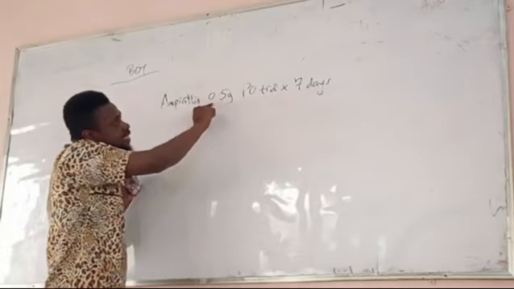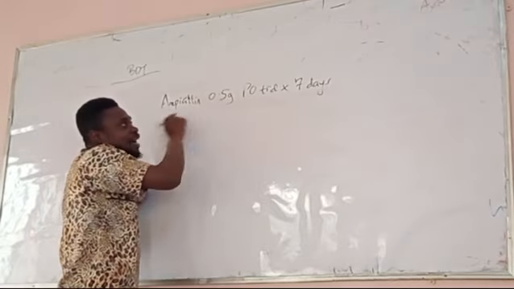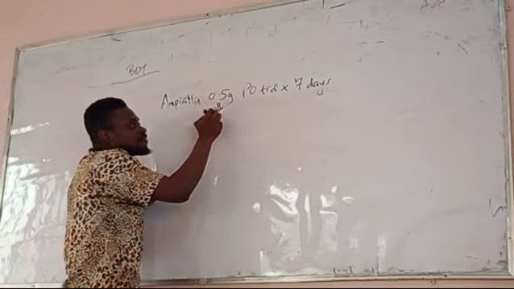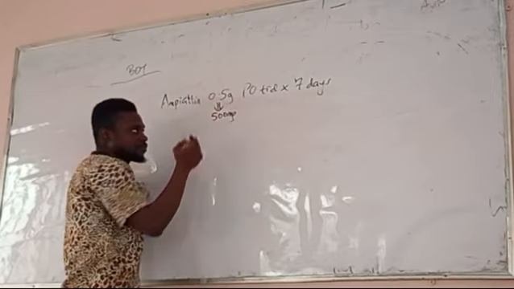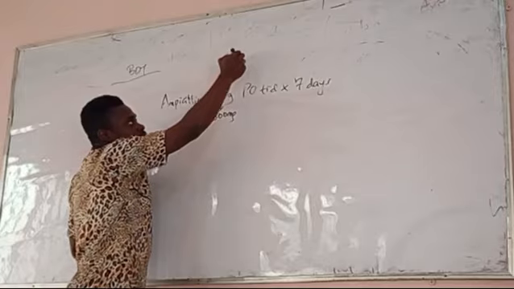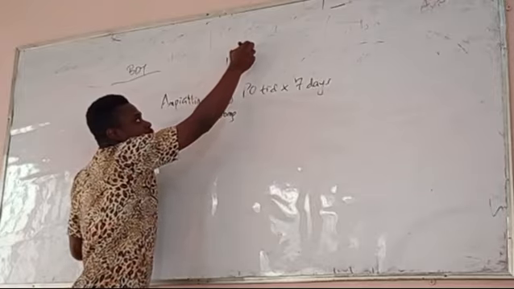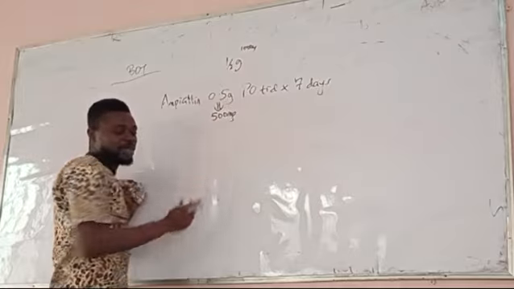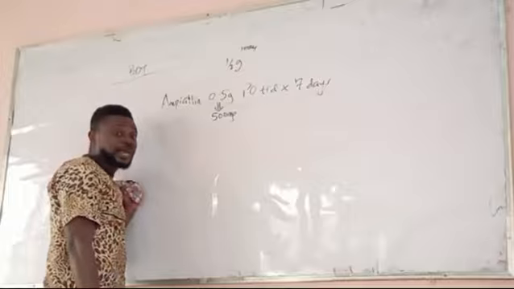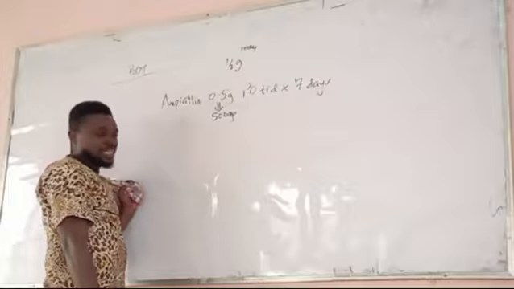But the dose is 0.5 milligram according to the prescription. Remember that 0.5 milligram is set as saying 500 milligram, because 0.5 is half of a gram, and 1 gram is 1000 milligrams. So half of it is 500 milligrams. So this is the concentration of the ampicillin prescribed by the physician.